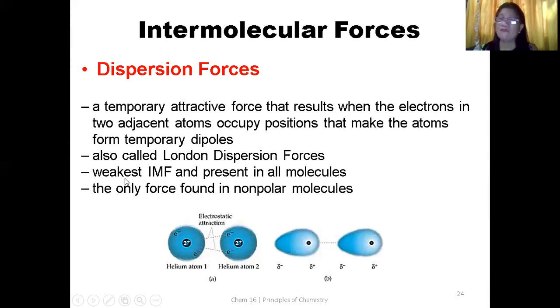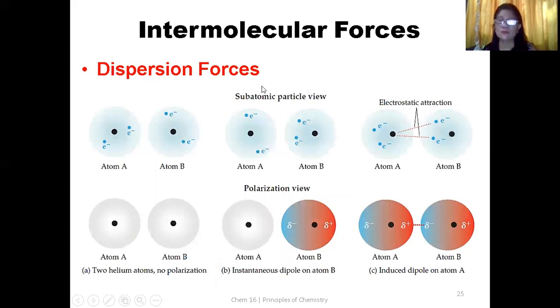So the weakest IMF is the so-called dispersion. Another term for dispersion is the London dispersion force. Mao na pinaka-weak under IMF. So, example of dispersion force, when atom A combines with atom B, na? So what will happen is, due to electrostatic attraction, temporarily it will attract, but dali ra siya because it's temporary, no? So, for instance here, two helium atoms, no polarization.